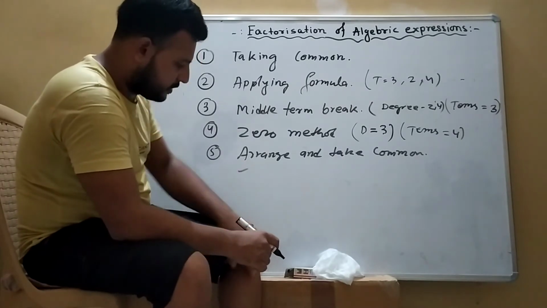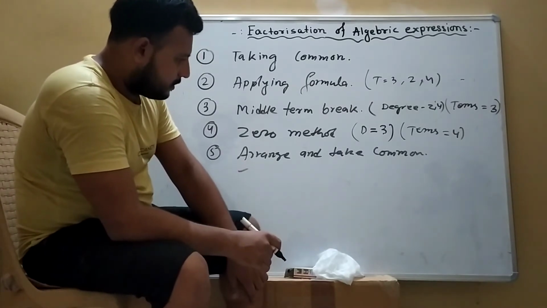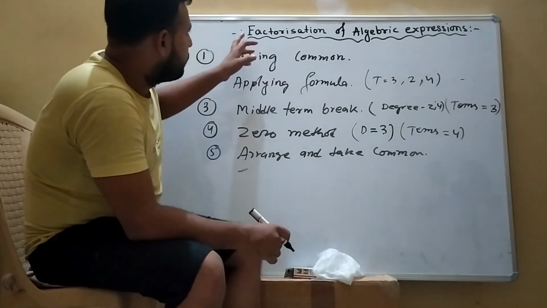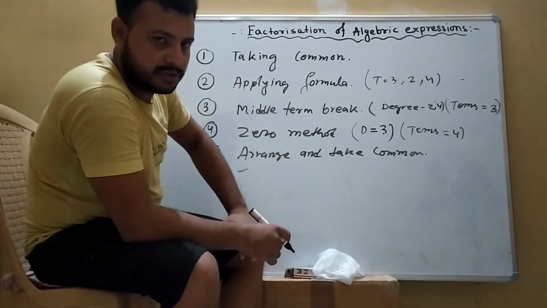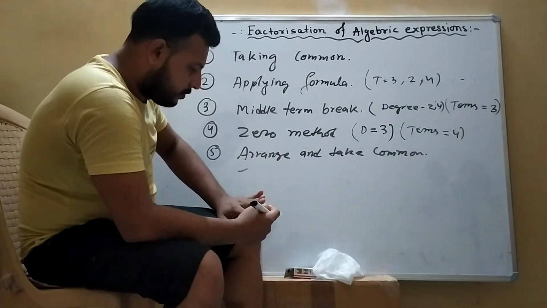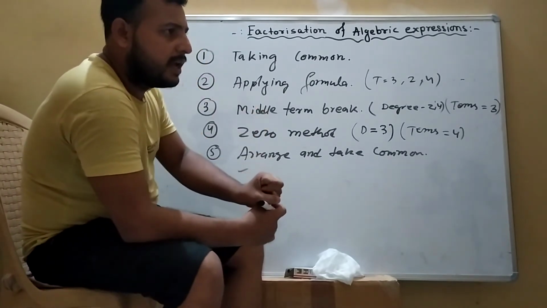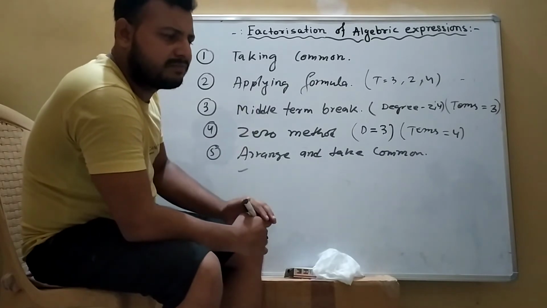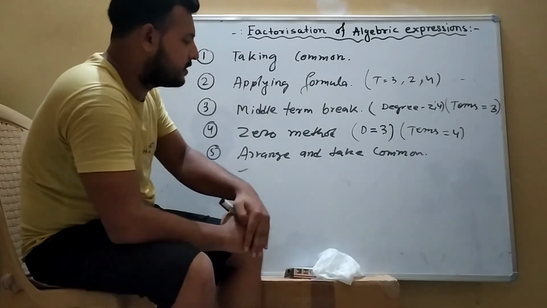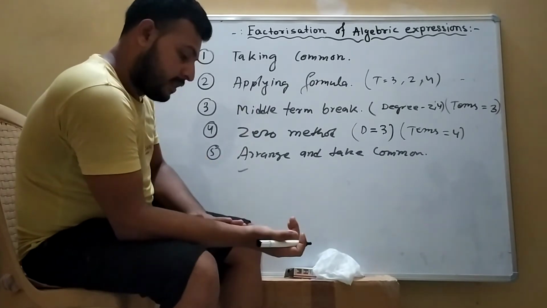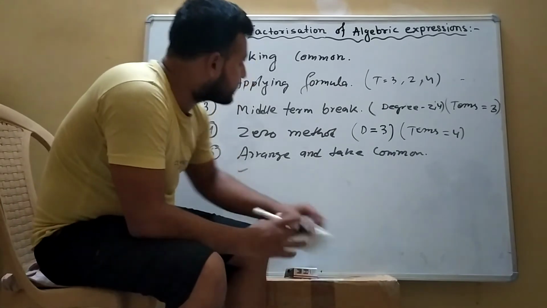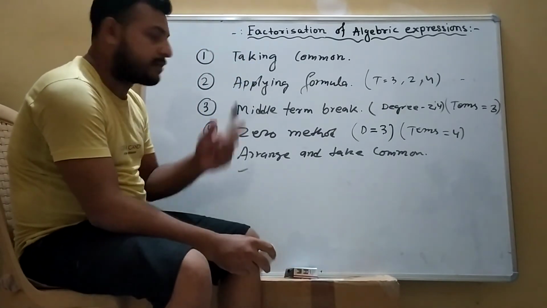So these are the processes to solve the factorization of algebraic expressions. Now we will see them one by one. We will see only one example, and I think one example is sufficient to understand the methods. So how will you solve? We'll take some examples and understand one by one.